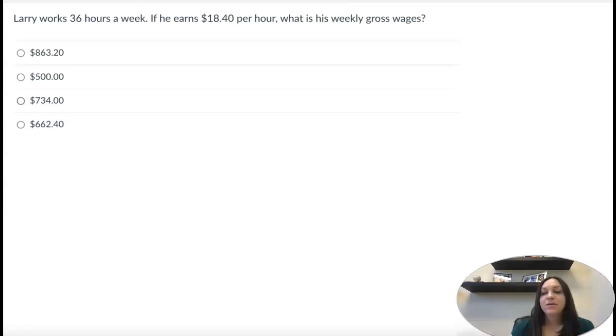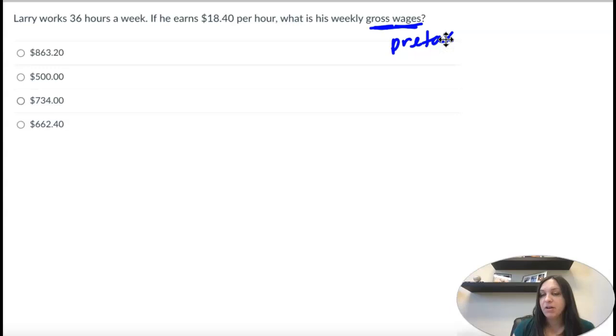Welcome to quarter 4. This section talks about wages. So Larry works 36 hours a week. If he earns $18.40 per hour, what is his weekly gross wages? Okay, so gross wages means pre-tax.